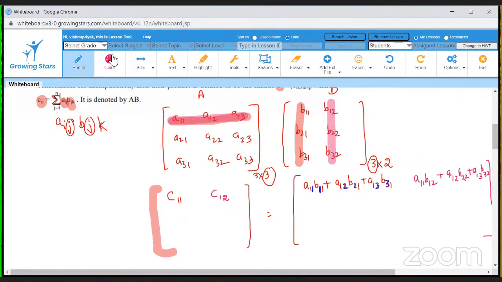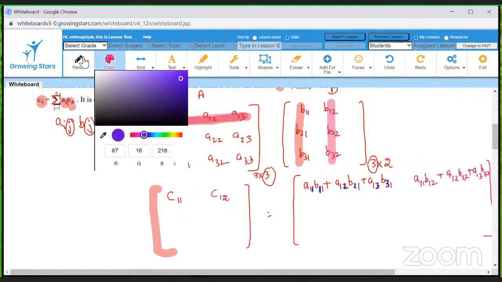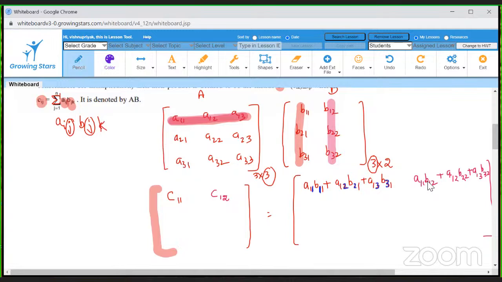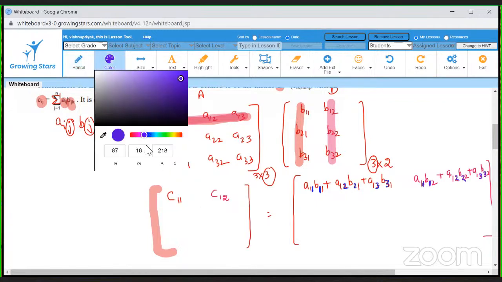See here again. When you are multiplying elements, how do you multiply? First column, first row. Second column, second row. Third column, third row. Like this. Okay. Next.